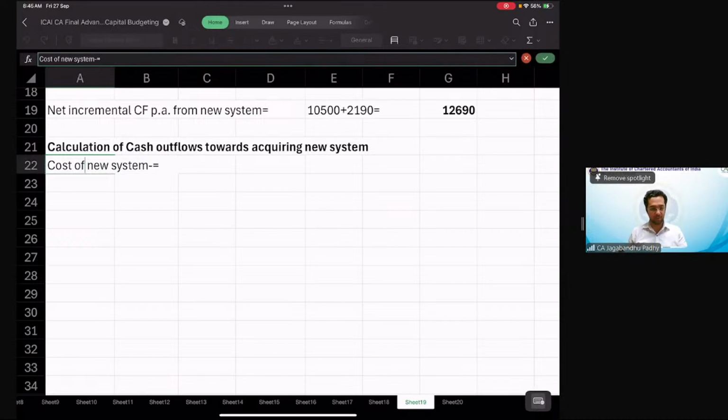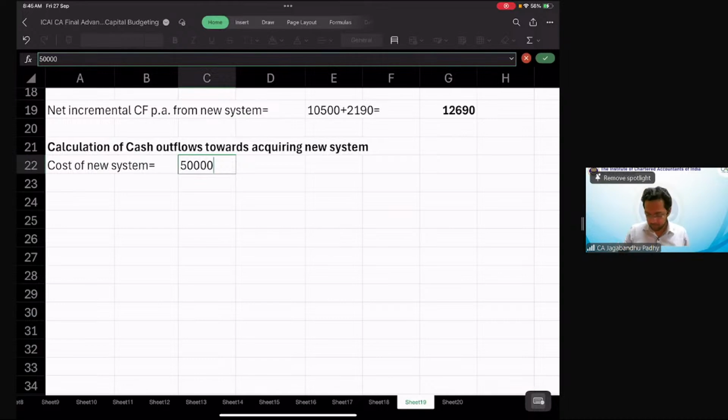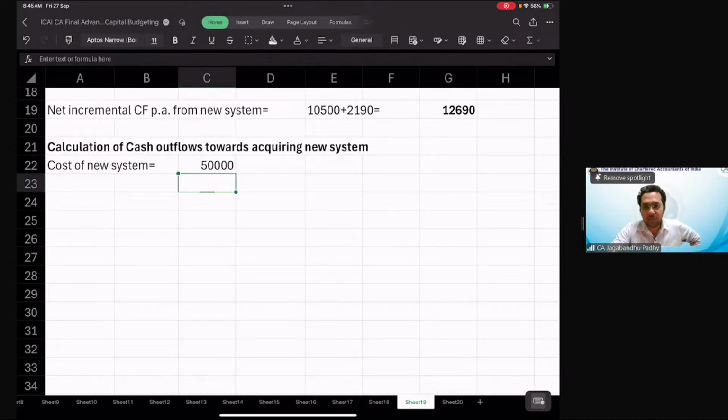At what price are we getting the new system? 50,000, right? But is it 50,000 cash outflow that I'm going to have today if I'm going to replace the old machine with new? Is it 50,000 cash outflow that we are going to have? No, right? Because there are other aspects also. So cost of new system is 50,000.